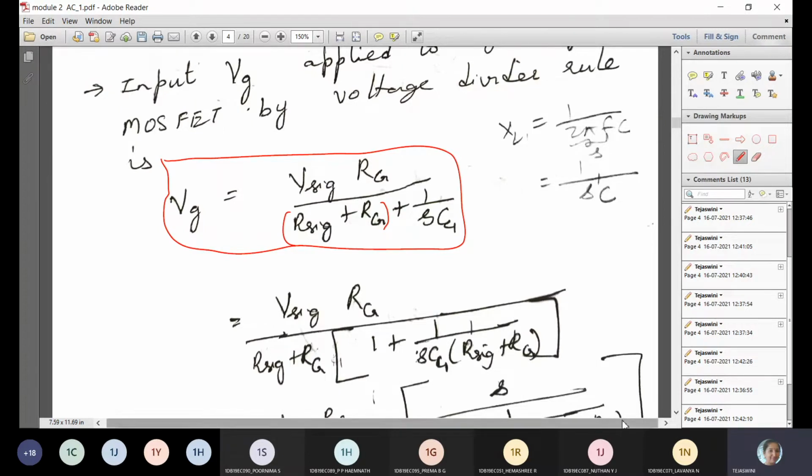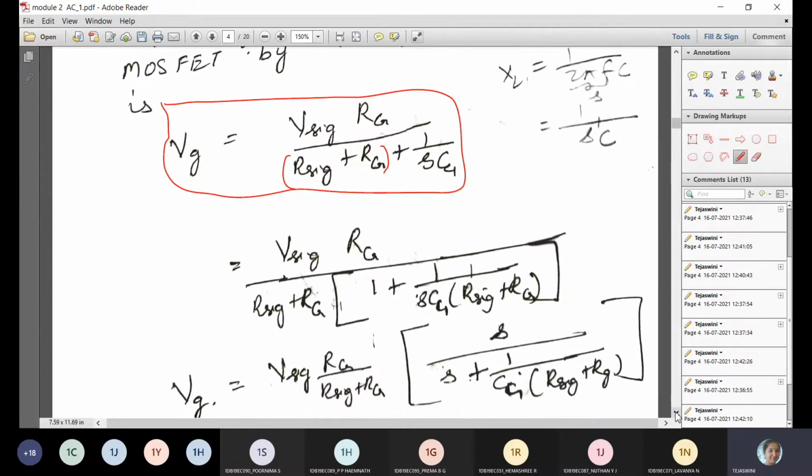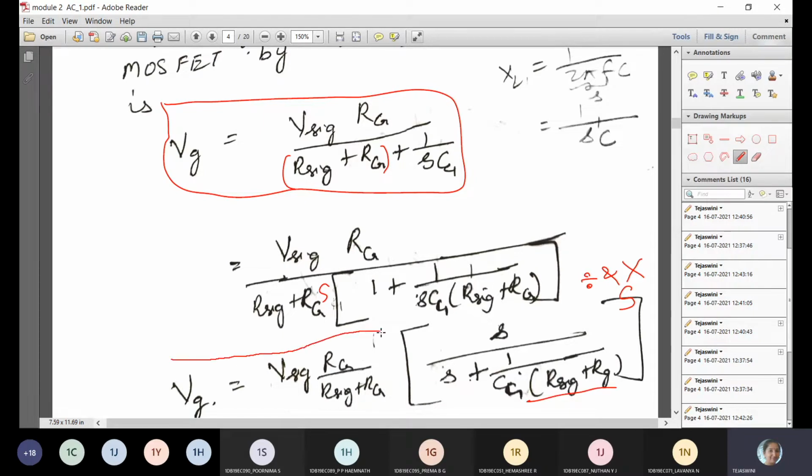The next step, after taking common, is common for all the next capacitances. Next, you need to multiply and divide by S. The numerator is multiplied by S and the denominator divided by S. The S already present in the denominator and this S will get cancelled. So we get 1 by CC1 into R signal plus RG. Are you clear with this expression now?